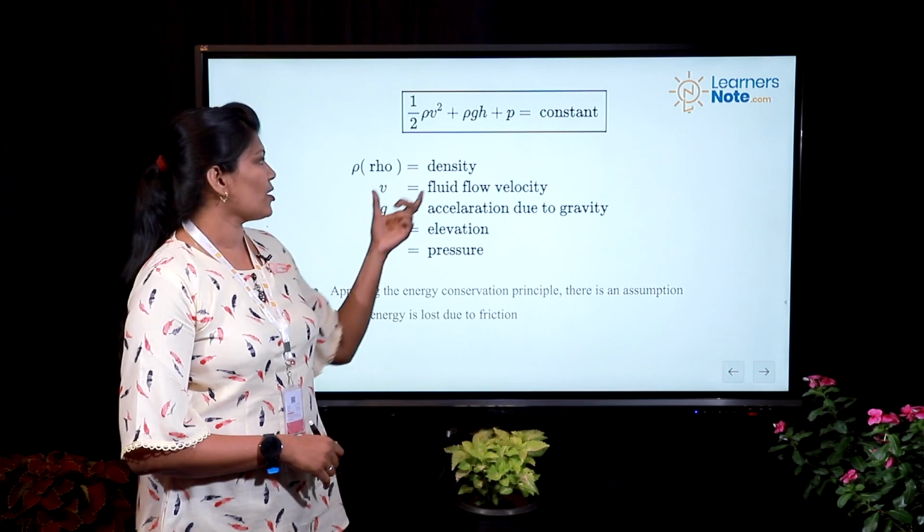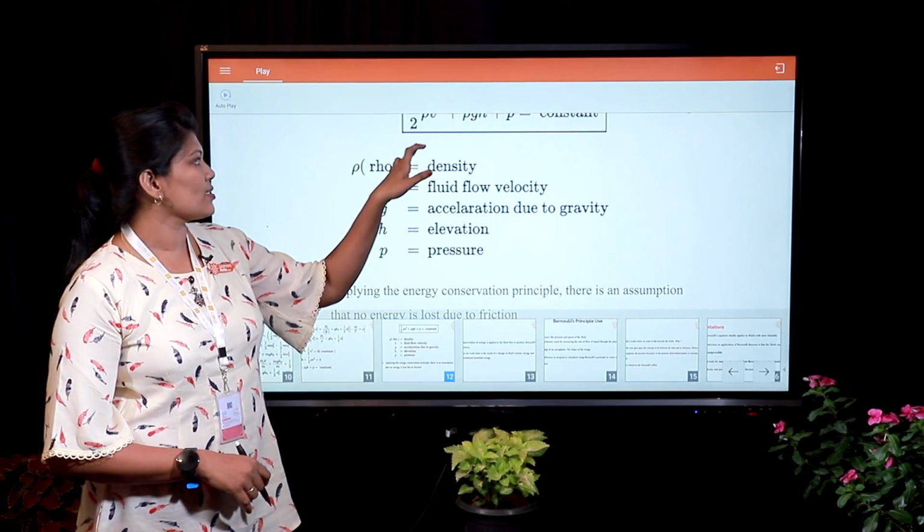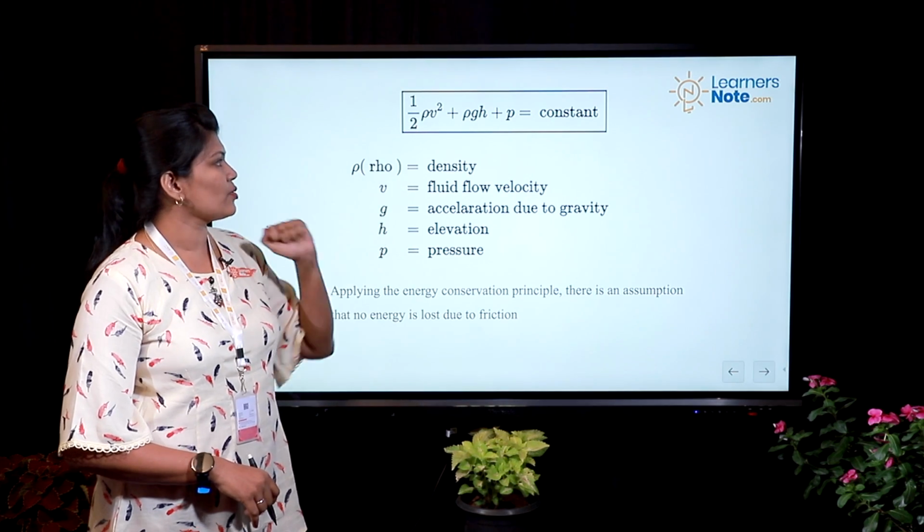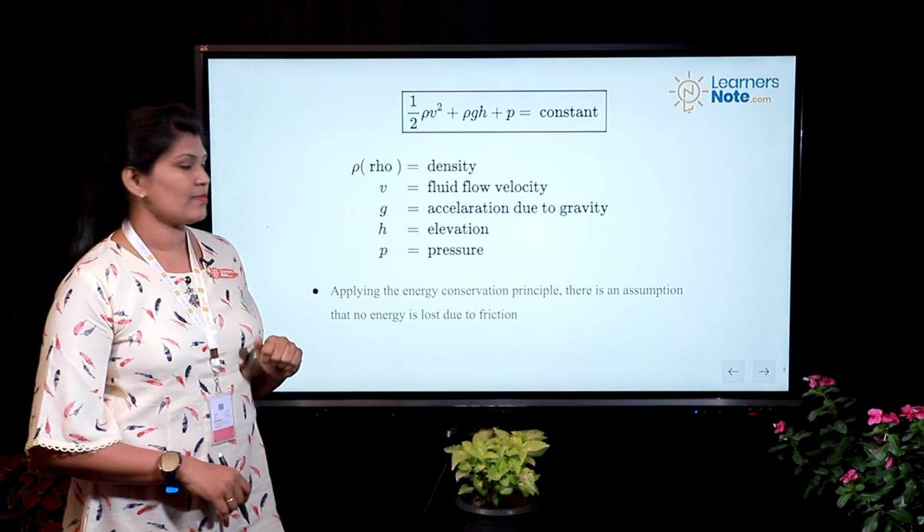Here, each of the terms you are familiar with: rho is our density, h is our height, v is the velocity, and p is our pressure. That's all.